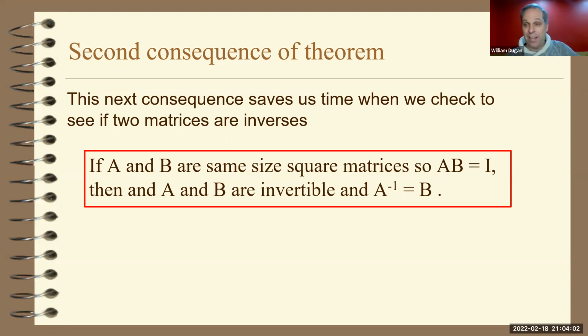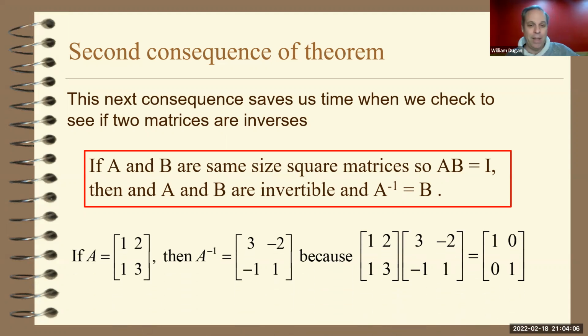So if you go back to the original problem I gave at the beginning, I claimed that the matrix 1, 2, 1, 3 had an inverse matrix, and it was 3, -2, -1, 1. I only have to do one of those matrix multiplications, in either order, to show you that I get the identity. Then because of this theorem, as a consequence of the following order equivalence theorem, we get that they're inverses of each other instantly.